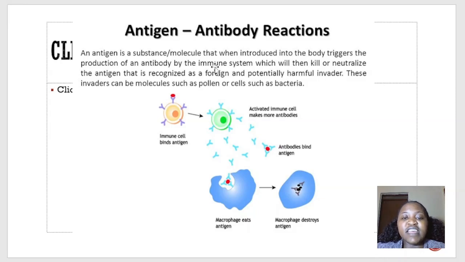So these invaders, for example in human health, could be things like pollen, or cells such as bacteria, viruses, etc. So antigen-antibody reactions are very important when it comes to immune reactions, because with this we are able to eliminate any foreign pathogens that may be invading the human body, the animal bodies, including also microorganisms. They also have a fighting response against any foreign antigens.